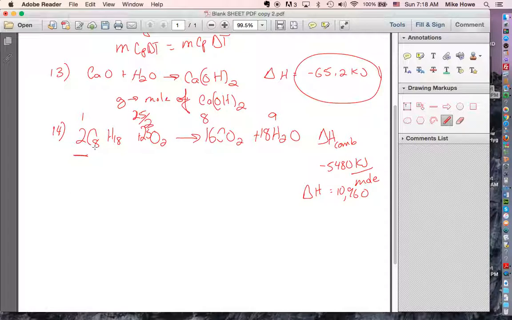All right, so 10,960 is the energy we're going to use for every 2 moles of octane. And we want to know how much is liberated per gallon. So if we have a gallon of octane, we're going to burn it. We want to know how much is released. So we need to change gallons into some other unit. And I think they gave us some information here that 3.785 liters is a gallon.